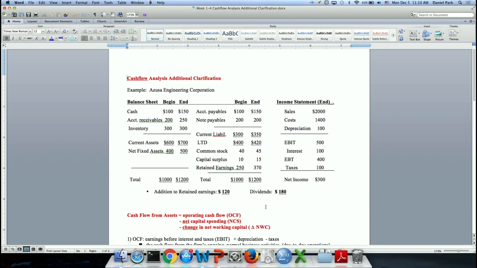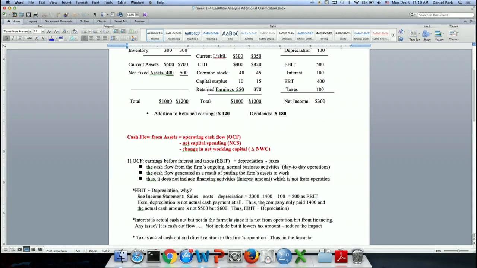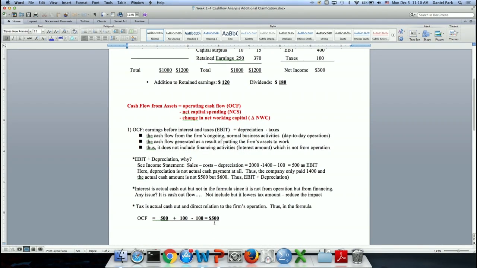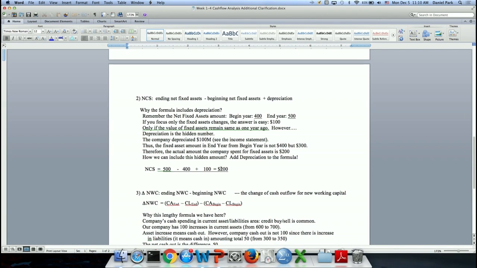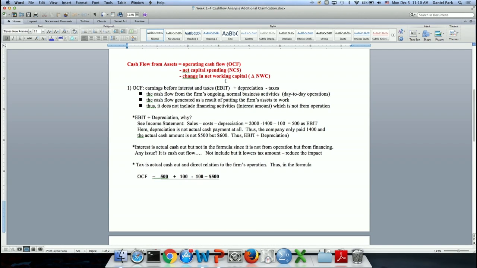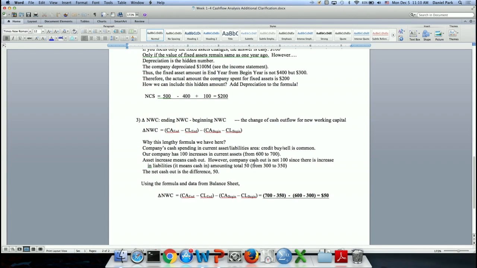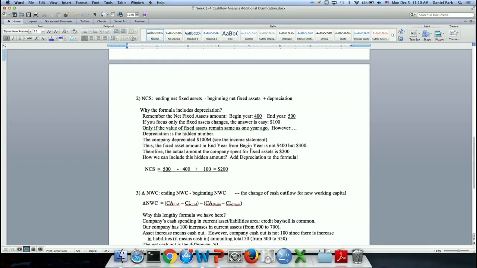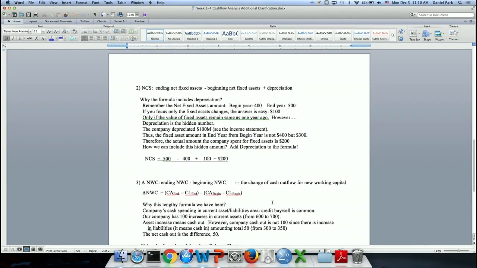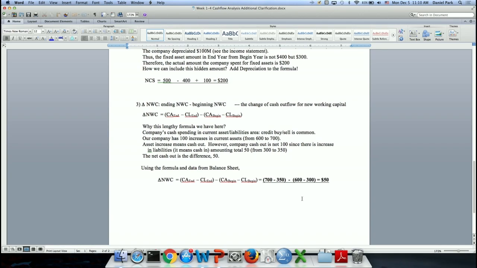So the final answer in your lecture notes: we have operating cash flow 500 here, minus net capital spending 200 here, and minus net working capital change 50 here. So the answer ends up 500 minus 200 minus 50 equals $250 million. That's cash flow from assets. Hopefully this will clear things up for some of you who didn't get it clearly at that time in the PowerPoint presentation.